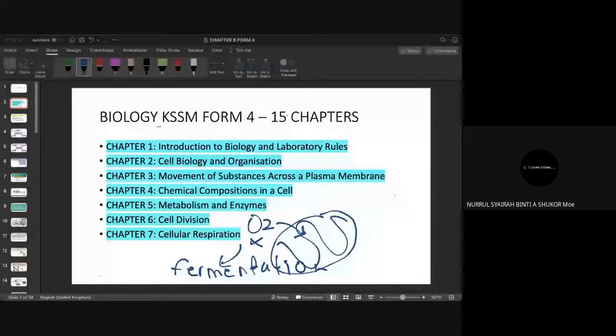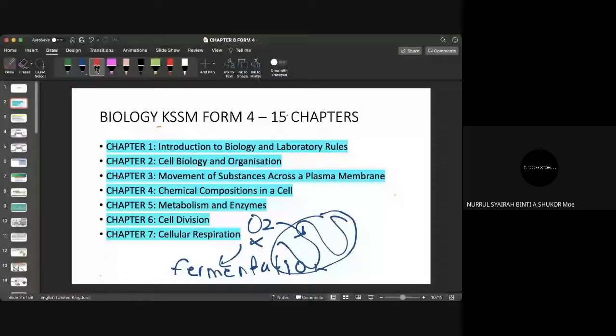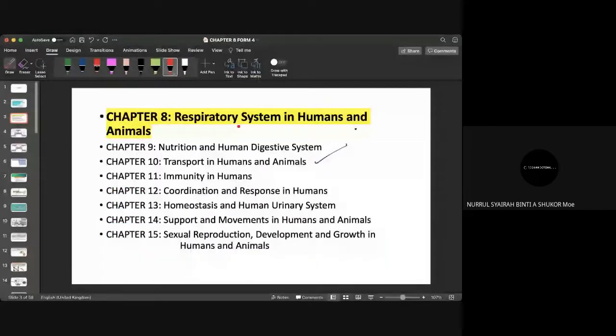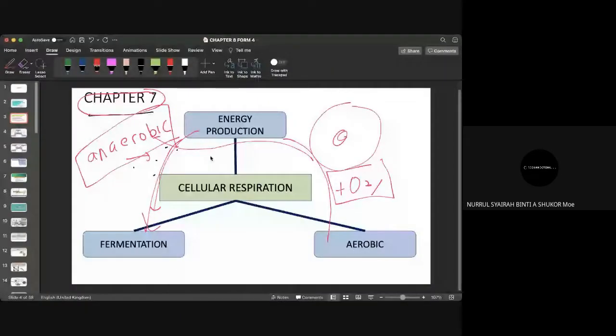Okay. Alright. So, chapter 7, cellular respiration. So, connection dengan chapter 8 is macam mana oksigen ni dapat. So, that's why you belajar chapter 8, respiratory system in humans and animals. Macam mana kita adapted untuk increase kita punya respiratory function. So, you belajar awal-awal adalah character, types and adaptation.